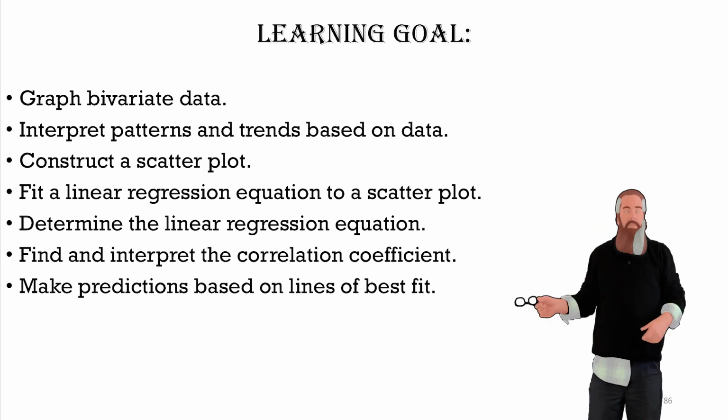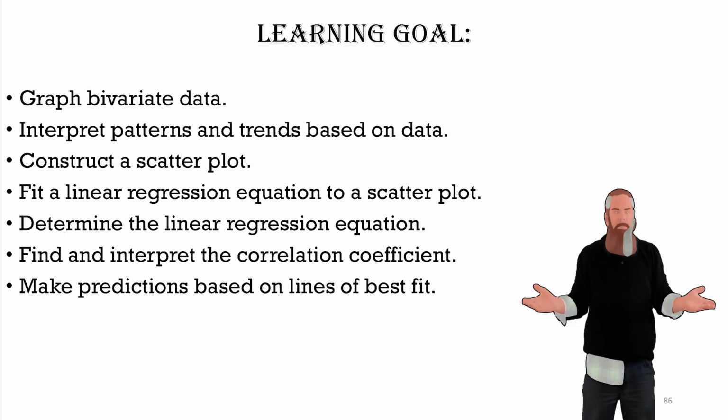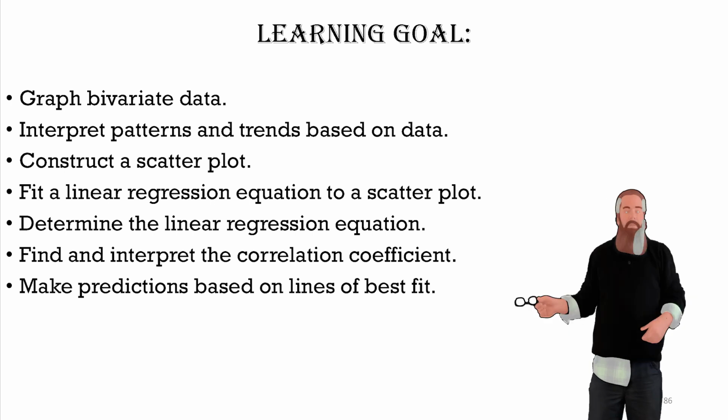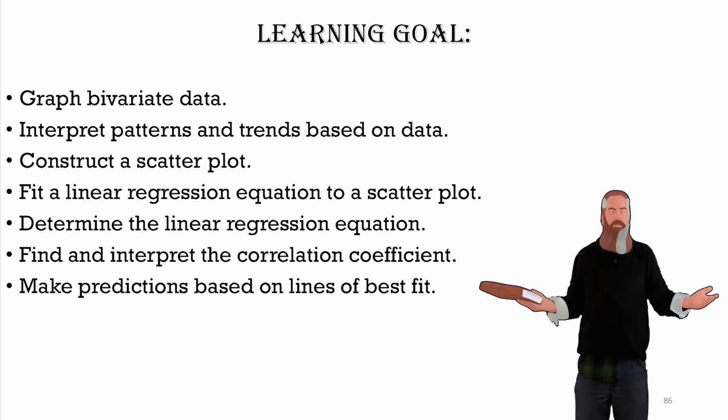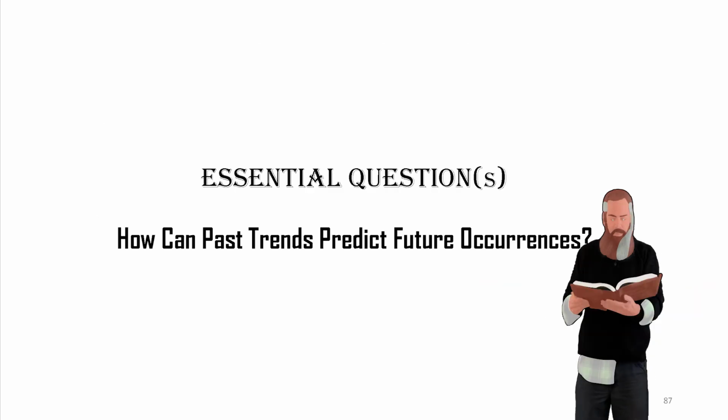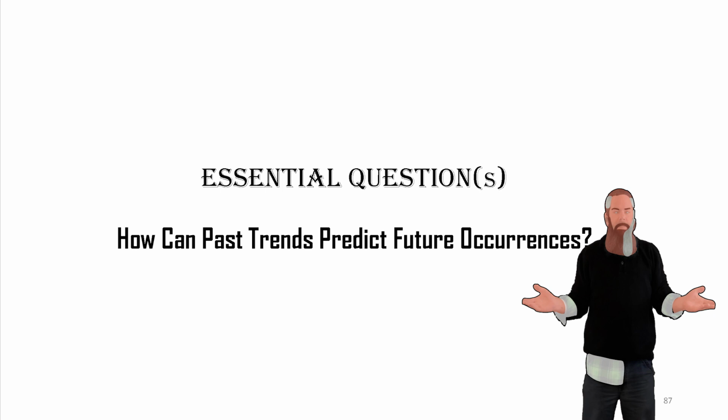We will find a linear regression equation to a scatter plot. We will determine the linear regression equation. We will find and interpret the correlation coefficient, and we will make predictions based on lines of best fit, all to answer the question, how can past trends predict future occurrences?